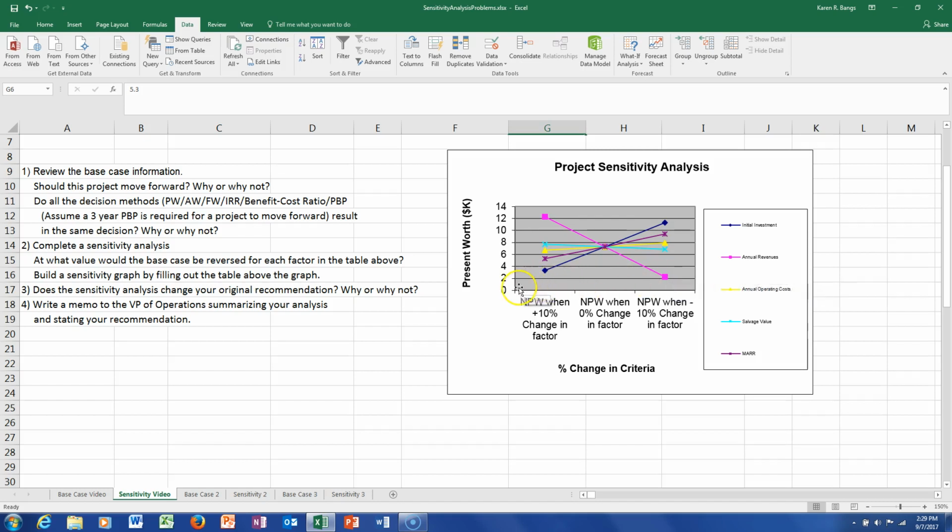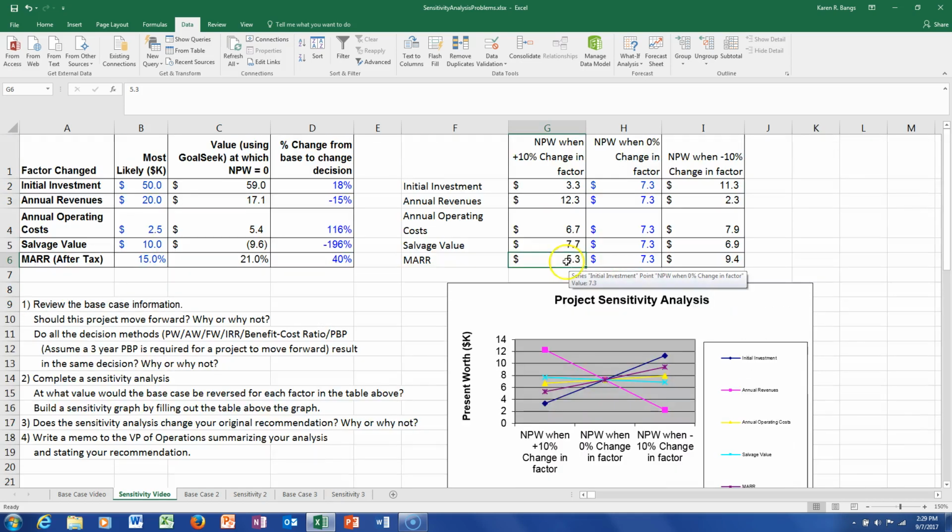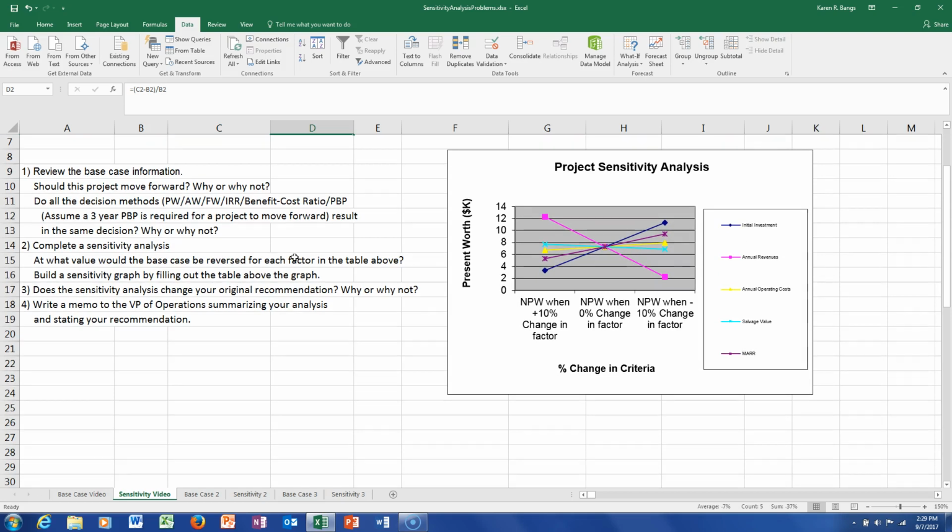In the video it talked about how we never go to 0 with 10%, which we see here, that it is going to take more than a 10% change in order to reverse the decision. But what this chart does tell us, even though it doesn't tell us exactly where we would reverse our decision unless we were to go out to 20 or 30%, is how sensitive each factor is. It's a good visual. So the steeper the slope is for any of these factors, the more sensitive it is.